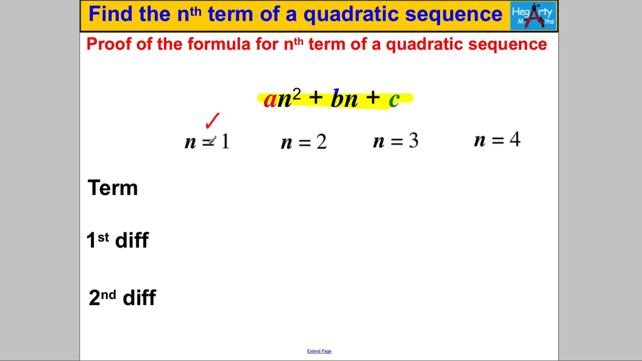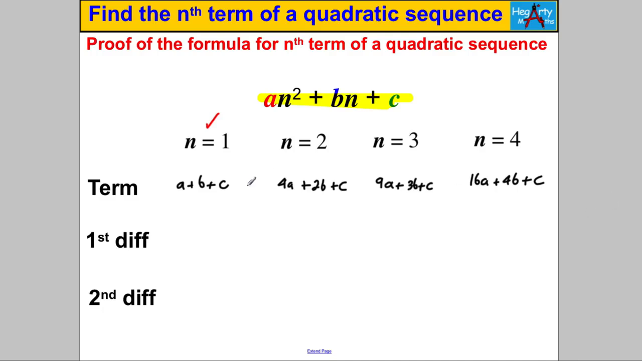I'm going to substitute in n is equal to 1 to get me the first term. Let's think what we get. If I put 1 in for n, I will just get a plus b plus c, won't I? So the first term will always be a plus b plus c. If I put n is 2 in here, substitute in, think what you get. 2 squared is 4, so I get 4a. Put in n here, I get plus 2b, and I get still the plus c. If I put in 3 in here, I would get 9a plus 3b plus c, and if I put in 4 in here, I would get myself 16a plus 4b plus c. And they are the terms in terms of a, b, and c, right?